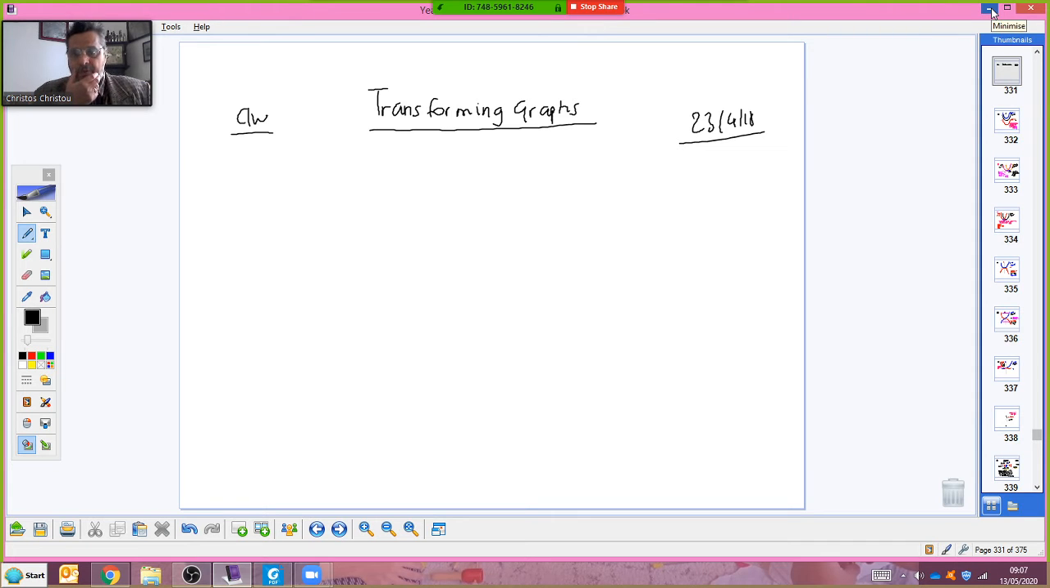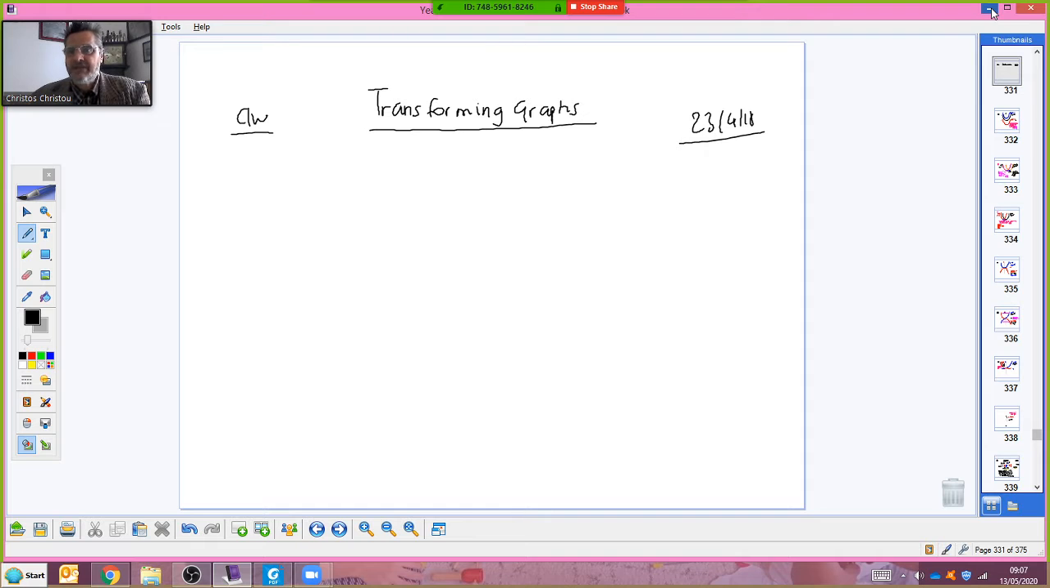So here we are, transforming graphs. We'll be looking at reflecting graphs in the y-axis and the x-axis. We'll be looking at translating graphs along to the right or along to the left, horizontal with the x-axis. We'll be looking at, let's have the two reflections.